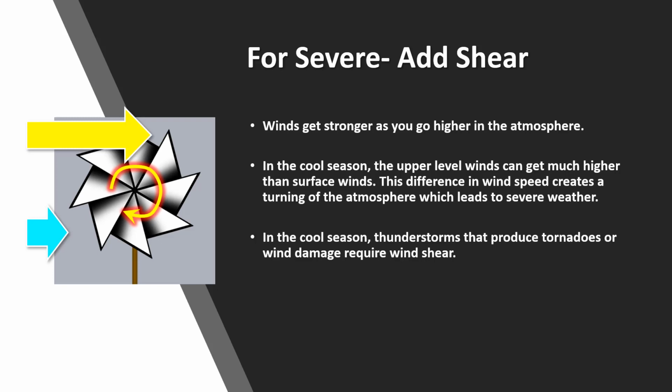For severe storms to develop, we need wind shear in addition to instability, moisture, and lift. Winds get stronger as you go higher in the atmosphere. In the cool season, the upper level winds can get much higher than surface winds. This difference in wind speed creates a turning of the atmosphere, which leads to severe weather. In the cool season, thunderstorms that produce tornadoes or wind damage require wind shear.